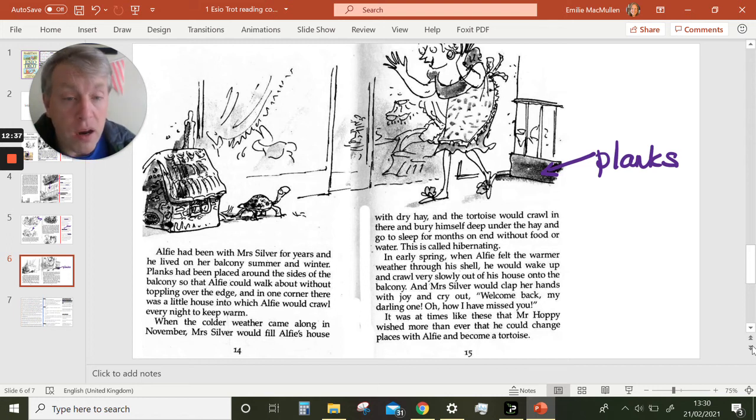In early spring, when Alfie felt the warmer weather through his shell, he would wake up and crawl very slowly out of his house onto the balcony. And Mrs. Silver would clap her hands with joy and cry out, "Welcome back, my darling one! Oh, how I have missed you!" It was at times like these that Mr. Hoppy wished more than ever that he could change places with Alfie and become a tortoise.